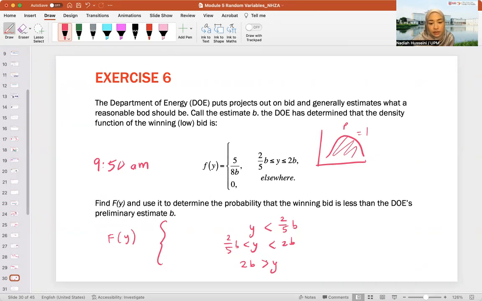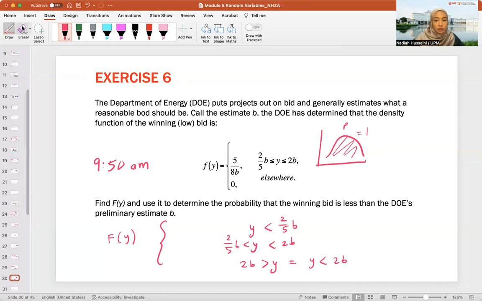Okay, so if 2b is greater than y, is it the same or not with y is less than 2b? Is it the same or different? Different. Different? Sure.